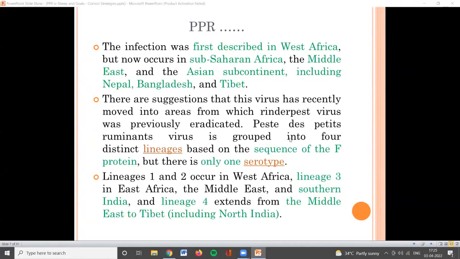virus, and lineages 1 and 2 occur in West Africa, while lineage 3 occurs in East Africa, the Middle East, and Southern India. And lineage 4 extends from the Middle East to Tibet, including the northern part of India. So in India, there is presence of lineage 3 in the southern part and lineage 4 in the northern part.